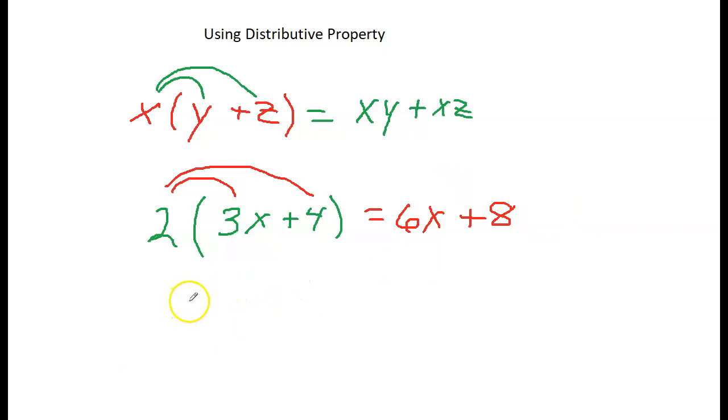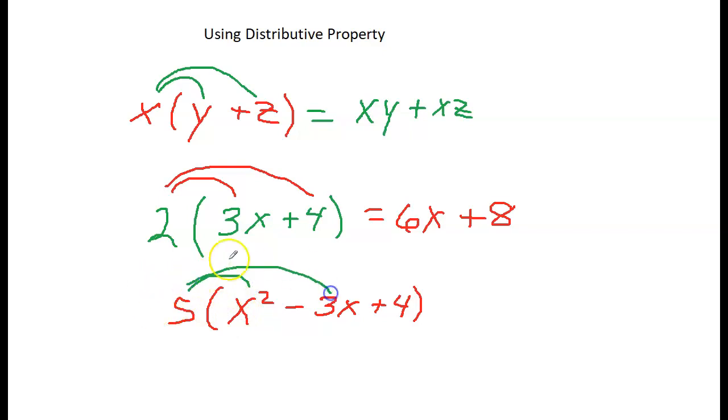So let's see. What if I had 5 times x squared minus 3x plus 4? Okay. Well, I'm going to distribute my 5. So my 5's like my cards, and the x squared minus 3x and plus 4 are like my players. So I distribute the card to all my players. So I've got to give this to all 3. So I'm just going to write it, how about like below it?